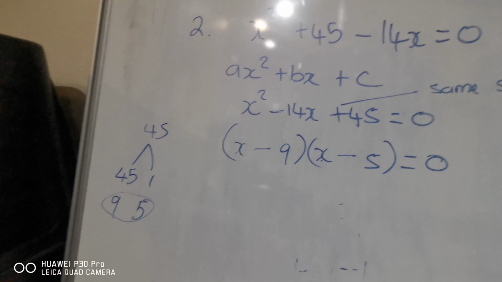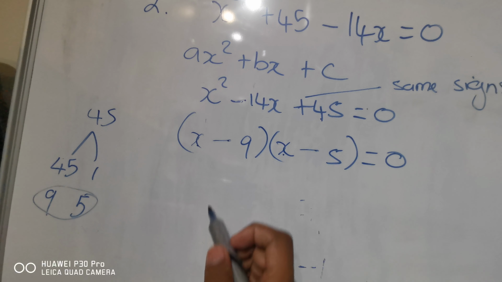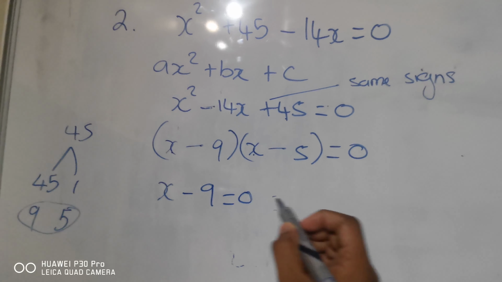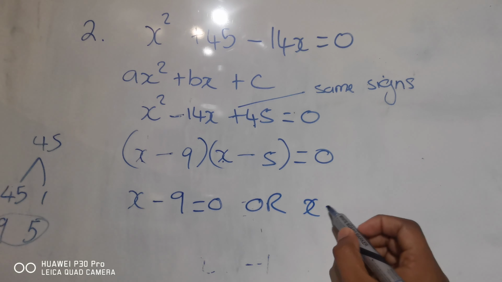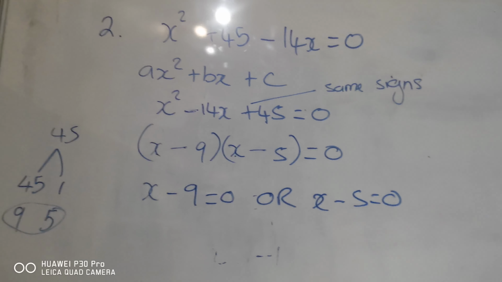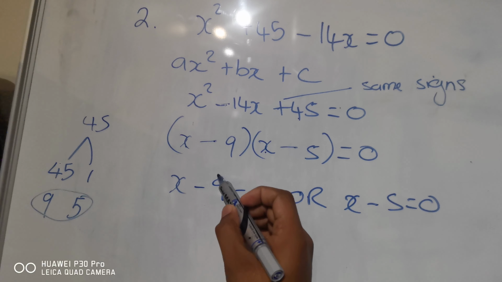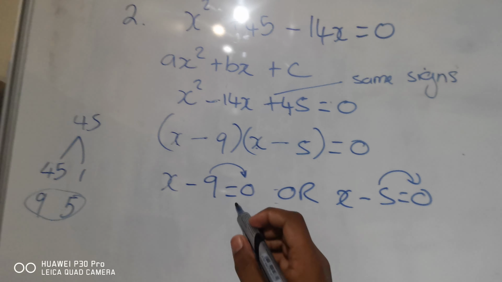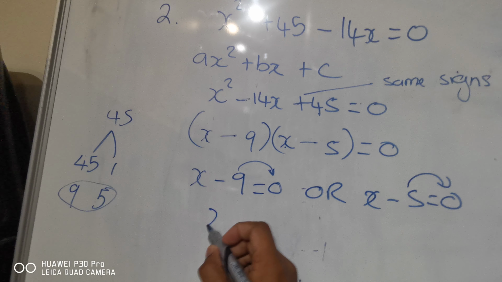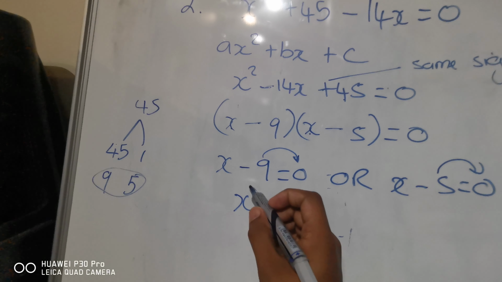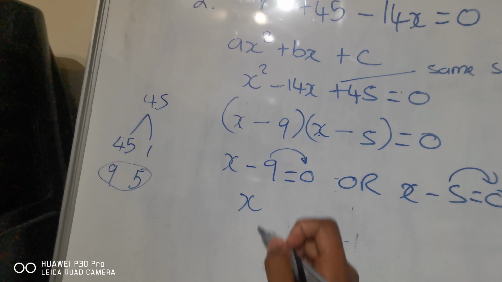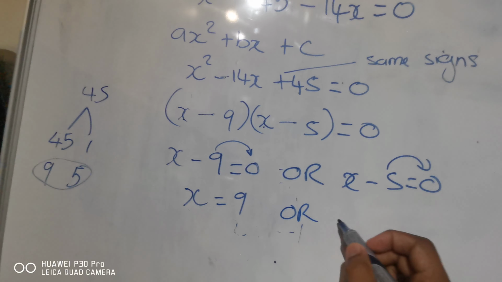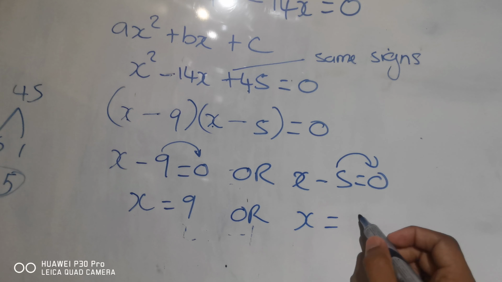The next step would be to take each bracket and make it equal to 0. So we say x minus 9 is equal to 0, or x minus 5 is equal to 0. Then we simply take our 9, move it over to where the equal sign is, and the 9 is going to change sign. It was a negative 9 over there, and it becomes a positive 9 this side. Bring down the or, and this is going to be x is equal to positive 5.